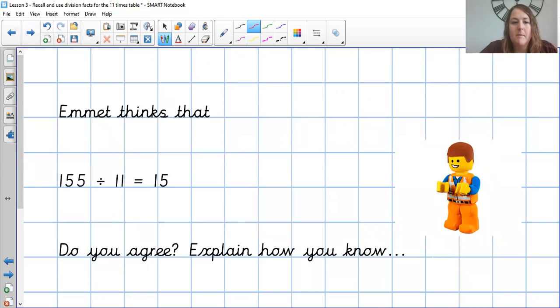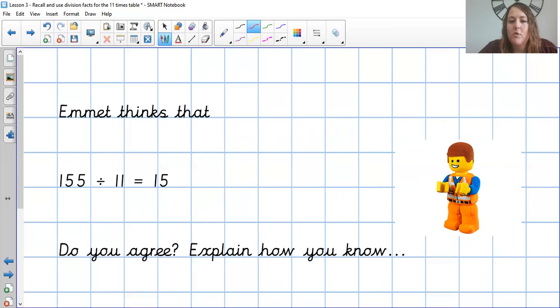Okay, our Emmett problem today. Emmett thinks that 155 divided by 11 is 15. Now, obviously on our build its, we haven't gone as high as 15, but do you think he is right? Do you agree? Explain how you know.